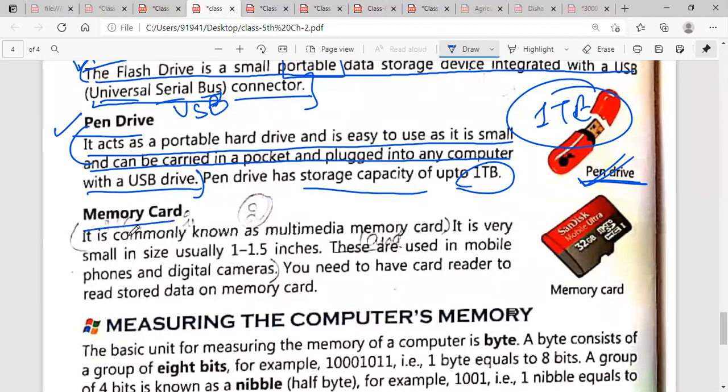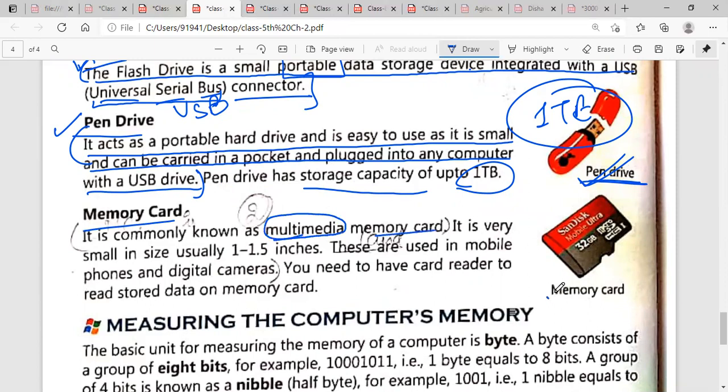Now next is memory card. It is commonly known as, underline this word, multimedia memory card. You use this memory card, suppose this is a 32 GB memory card, in your phone. It is very small, even smaller than a pen drive, and its size is usually 1 to 1.5 inches. Very, very small, and these are used in mobile phones and in your cameras.